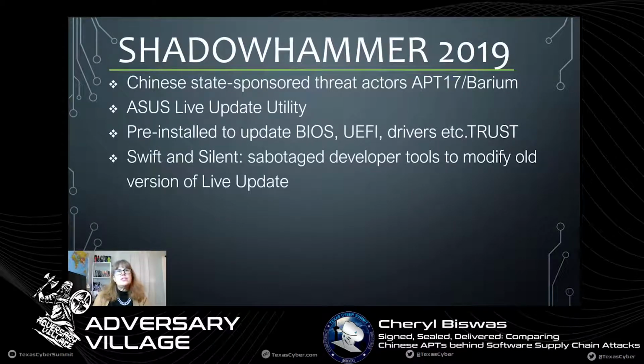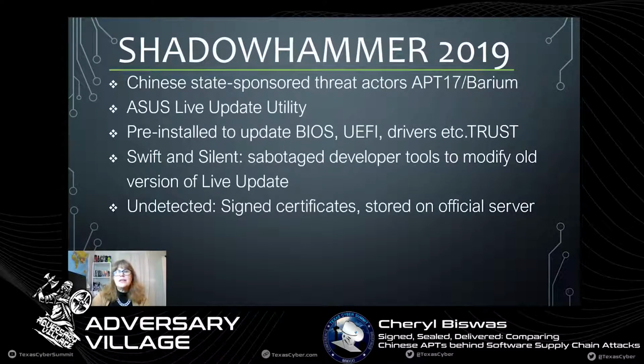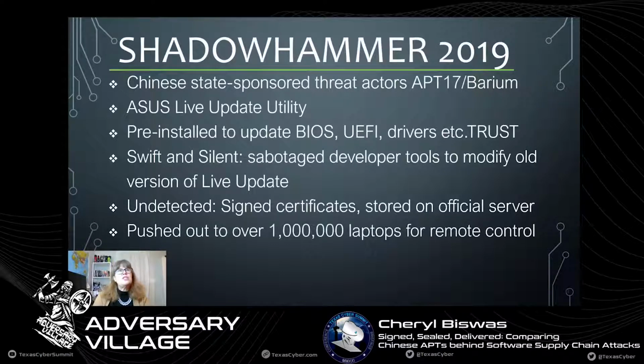So sabotaged developer tools were used to spread the malware swiftly and silently. They modified an old version of the ASUS Live Update Utility software. And then the attackers signed their malware with 2 ASUS digital certificates and stored it on official servers. How would you know? It was pushed out to over 1 million laptops, and that allowed attackers to have control remotely to install more malware. In addition to ASUS, SHADOWHAMMER targeted several gaming companies.